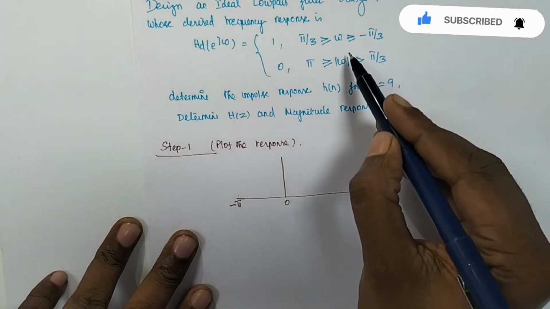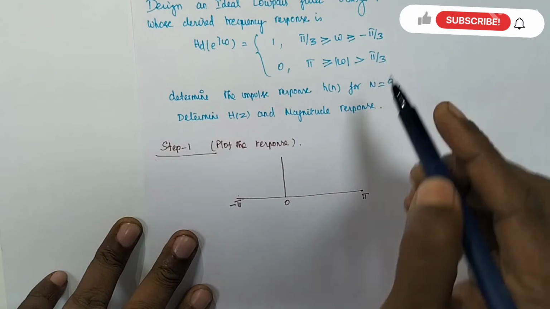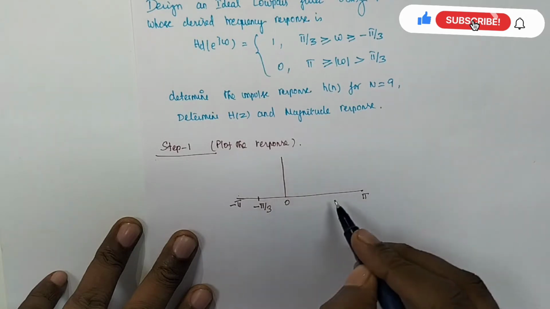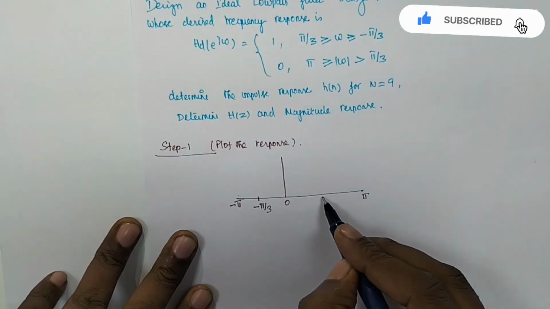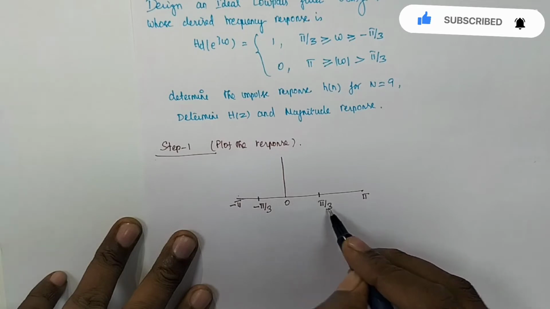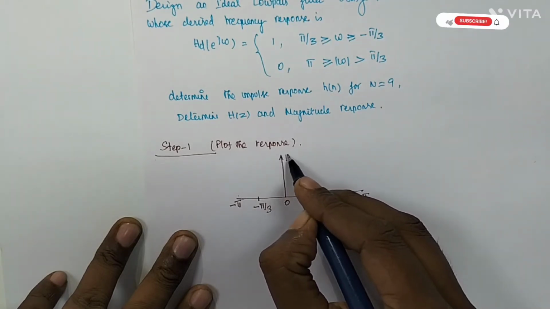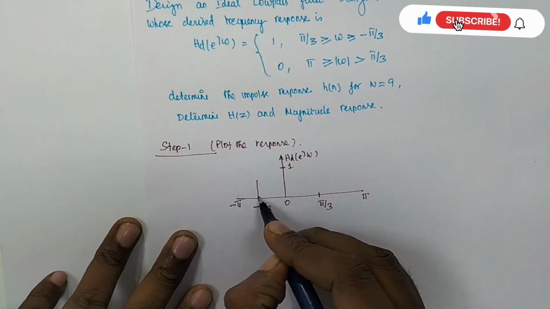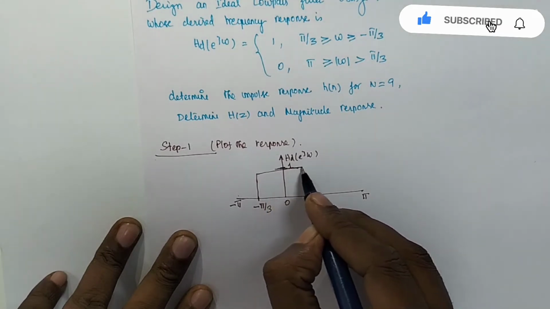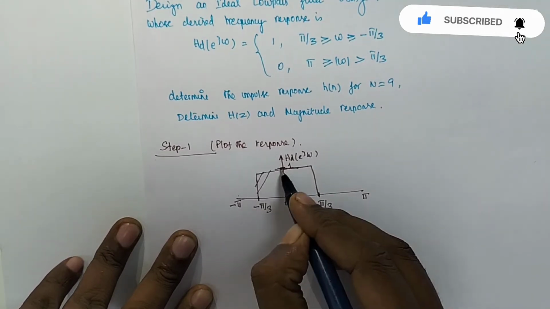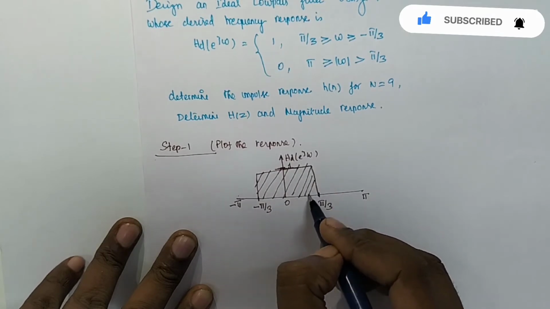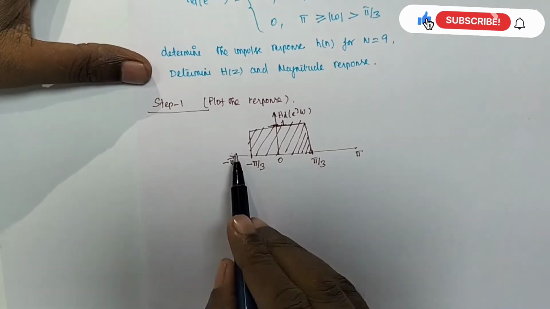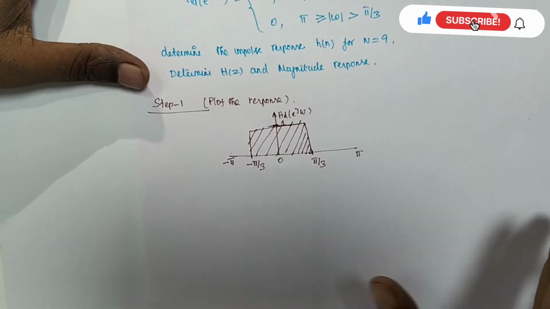So from the specification, the frequency is greater than minus pi by 3 and less than plus pi by 3. The magnitude, that is Hd of e power j omega, the magnitude value is 1. So from the given specification, it is identified that it is a low pass filter.